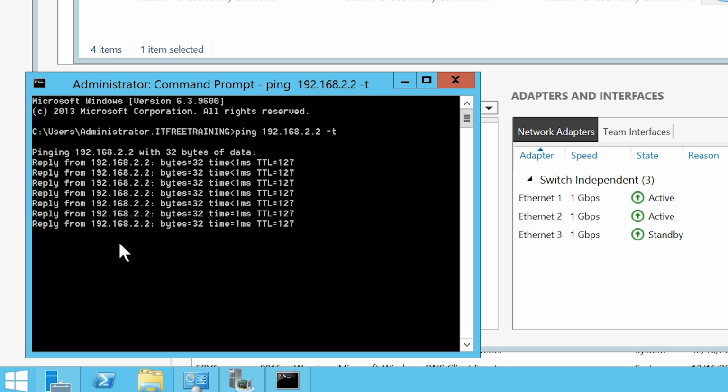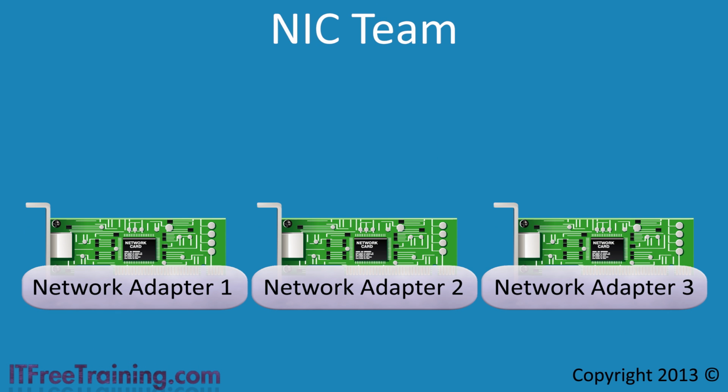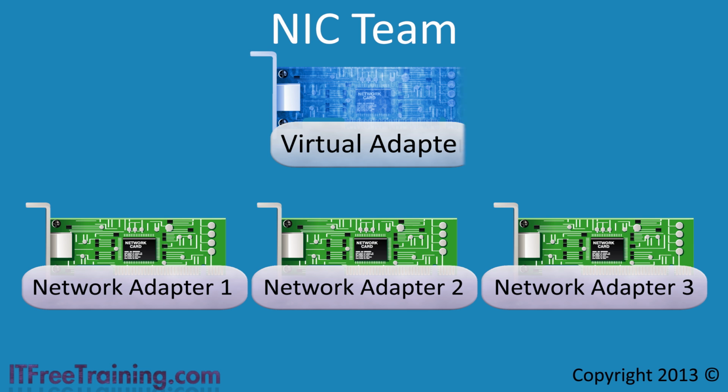Let's have a closer look at what has happened. Let's consider the example in which a server has three independent network adapters. What has essentially happened is a fourth virtual network adapter has been created. The virtual network adapter communicates with the three physical network adapters. This is why the three physical network adapters can no longer be configured. All configuration needs to be performed on the new virtual network adapter. The virtual adapter is responsible for communicating with the other network adapters.